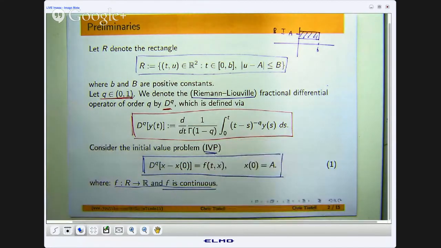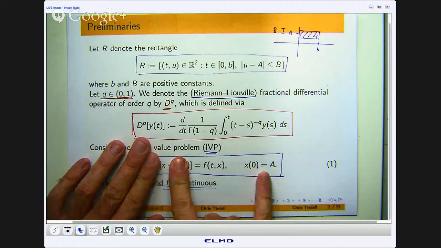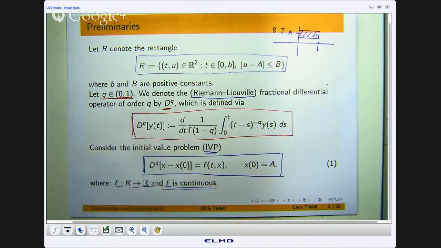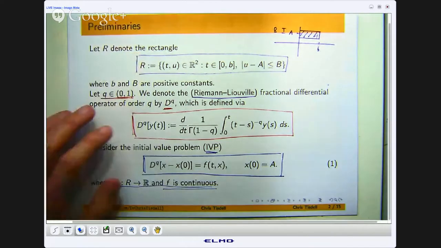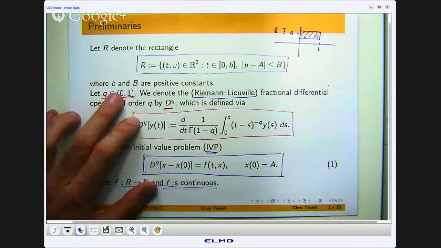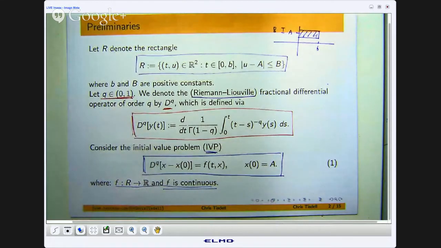Now, if q equals 1, let's say, this would just be like a dx dt or a x dash or something. This would disappear, and you've got the regular initial value problem that you see when you get to university maths. Okay? All right, so we've got a rectangle, we've got a Riemann-Liouville fractional derivative where q, the order's between 0 and 1, and you've got some sort of initial value problem.